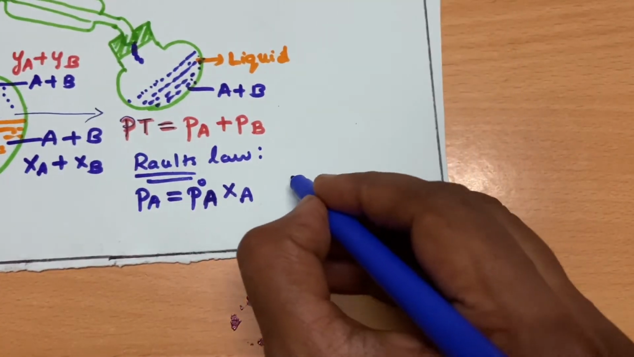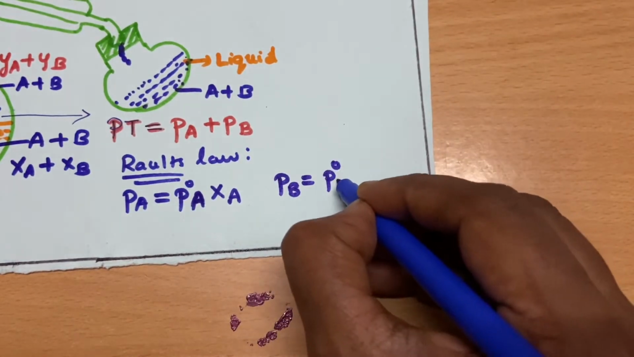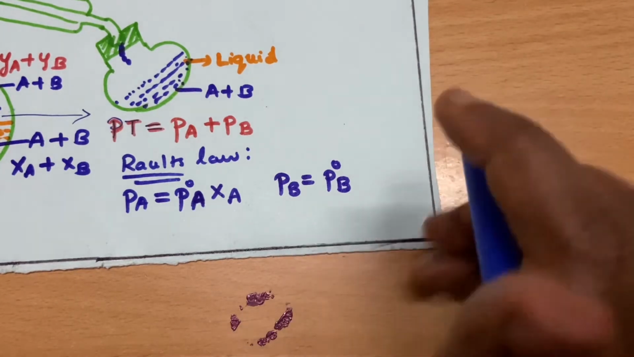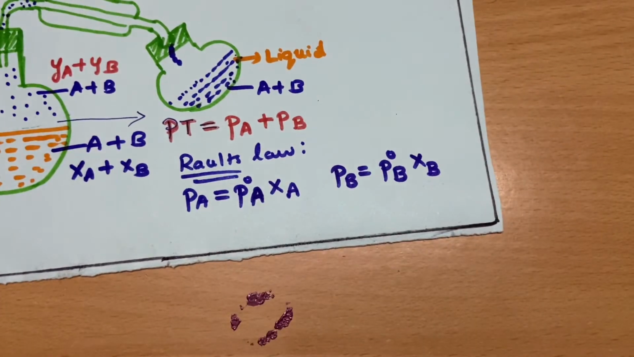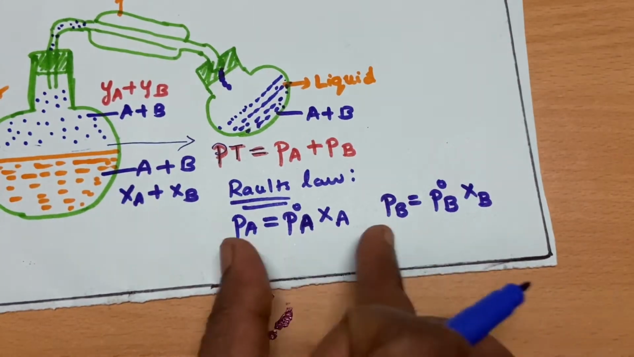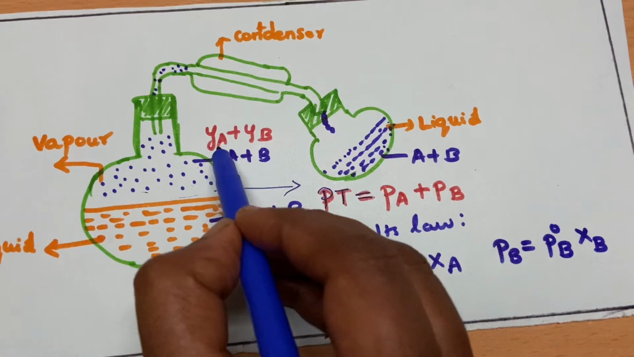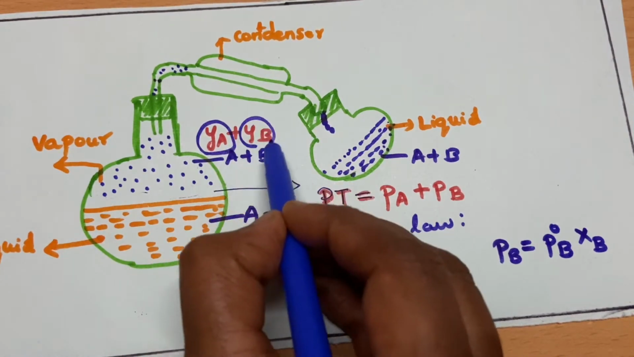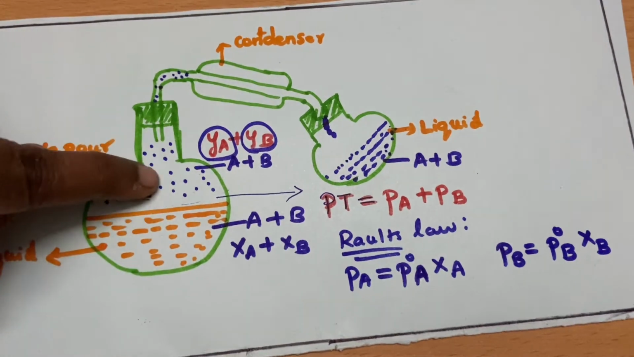Then the partial pressure of B will be equal to the vapor pressure of B in its pure state multiplied by its mole fraction. So these two formulas we are going to use. Then we are going to find out the mole fraction of the molecules in the vapor state.